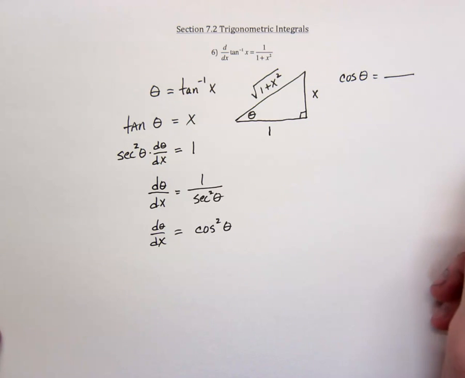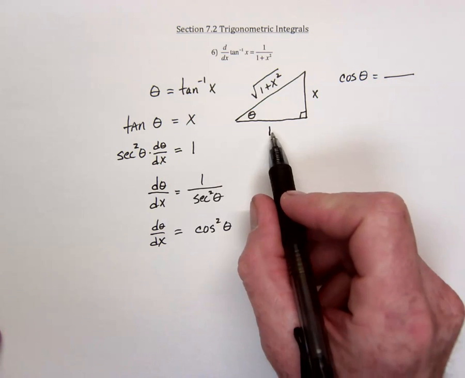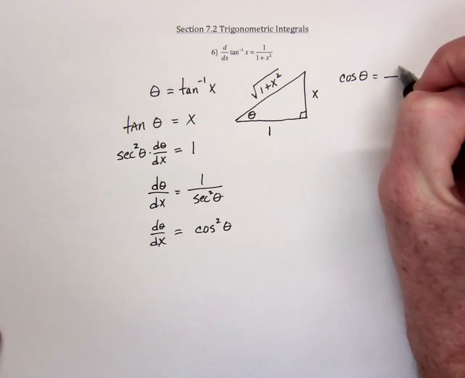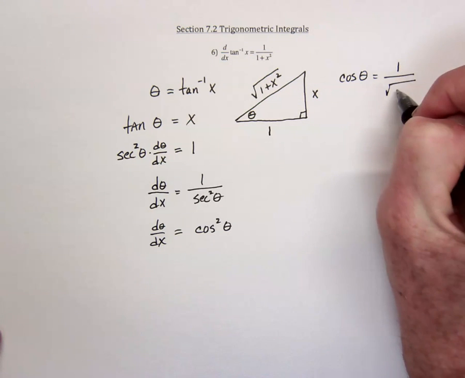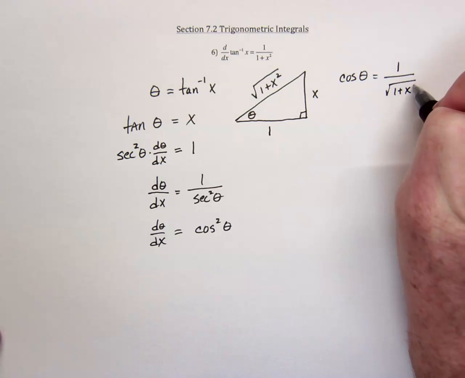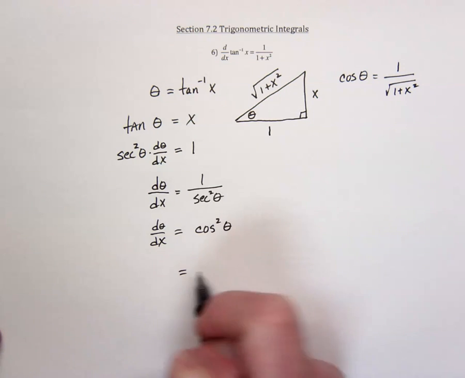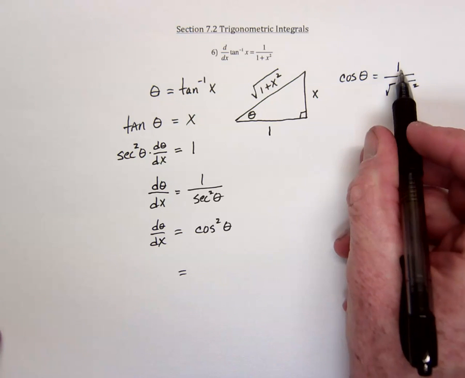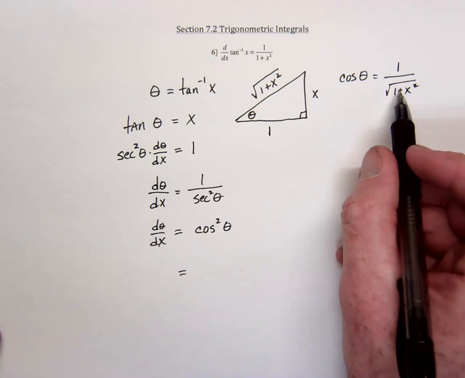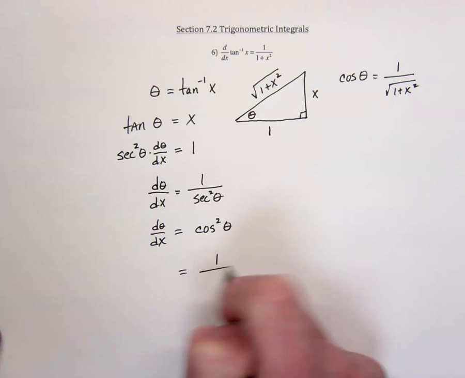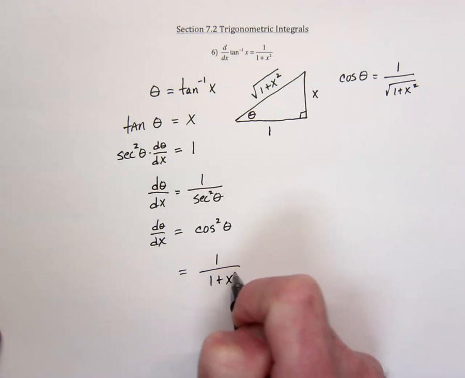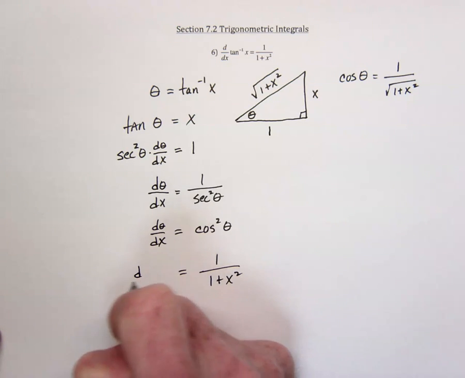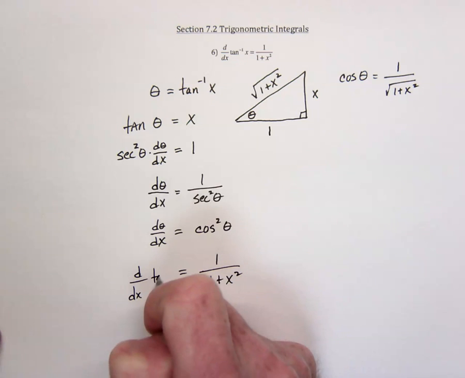Well, cosine is equal to adjacent over hypotenuse, so that's going to be adjacent over hypotenuse. That means that if you square both sides of this, it's going to be 1 squared on the top and the radical will be gone. So it's 1 over 1 plus x squared is the derivative of tangent inverse.